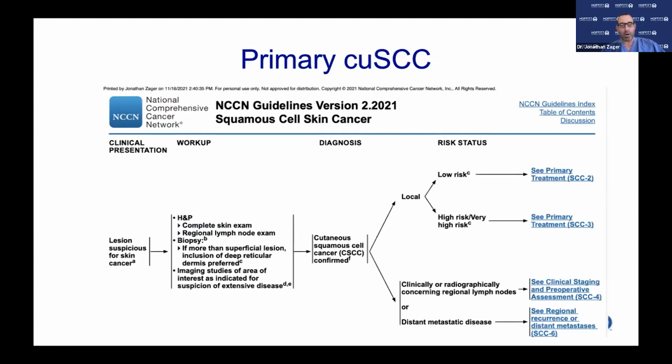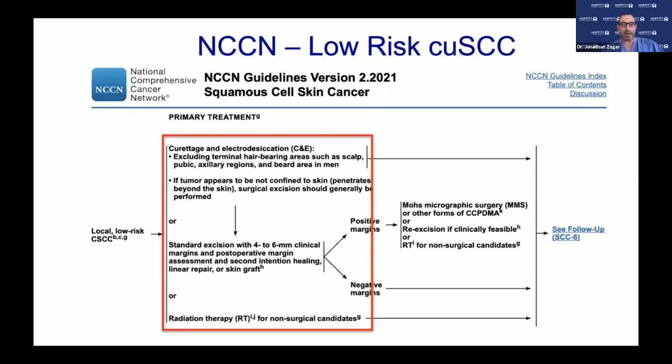So the first thing is to work up the patient with a complete history and physical. Make sure you do a complete skin exam. If the diagnosis is low risk or high risk, then we can start to diverge our treatment for the primary tumor. And with low risks, there are a couple different treatments that we can do. We can do curettage and electrodesiccation, or ED&C. And this wouldn't include terminal hair-bearing areas such as the scalp, the pubic region, axillary regions, beard area in men.